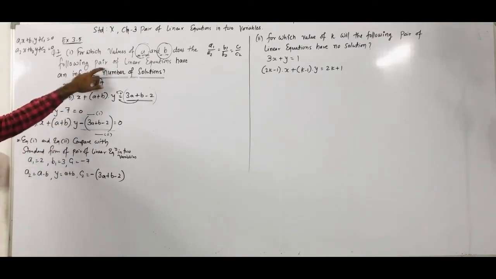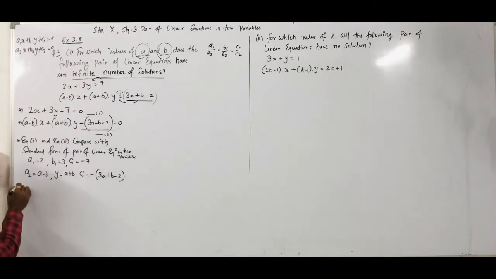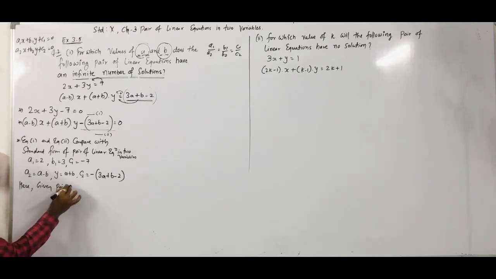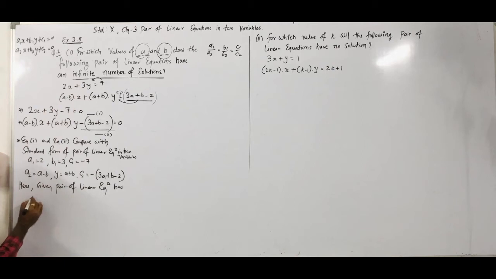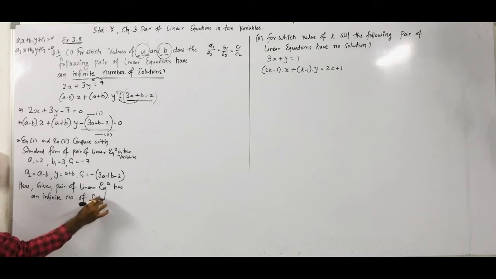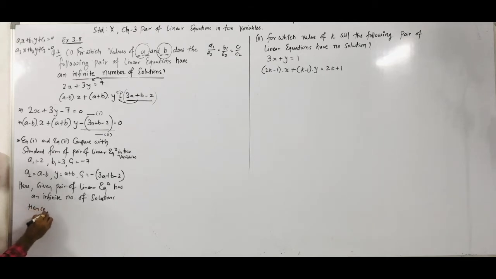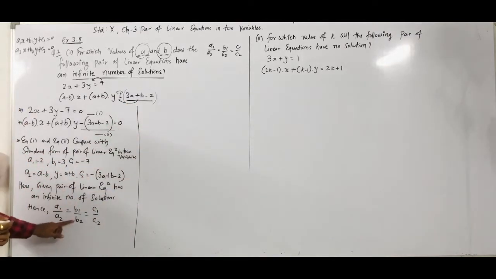Now in the given question, the pair of linear equations has which type of solution? An infinite number of solutions. So hence we can write that the a1 upon a2 ratio, the b1 upon b2 ratio and the c1 upon c2 ratio are all equal.